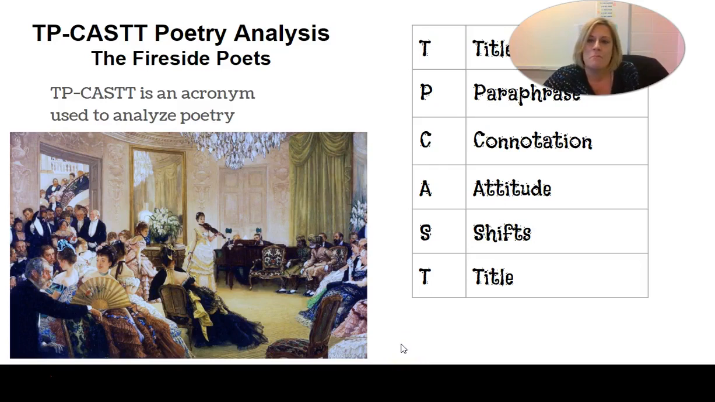In our module, you will read some of the Fireside Poets' poems, and the TP-CAST is an acronym. It's used to analyze poetry. And the T is for title, the P is for paraphrase, C is for connotation, A is for attitude, S is for shift, and T is for title. I forgot the other T down here. There should be another T, and that is for theme, because that's why we look at all this other stuff to see what themes are in the literature.